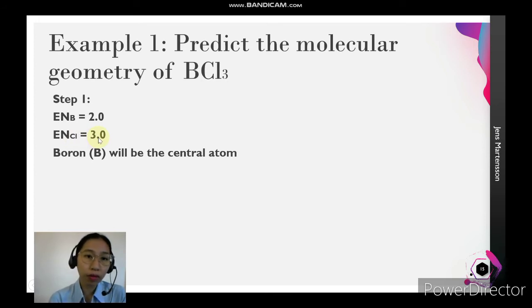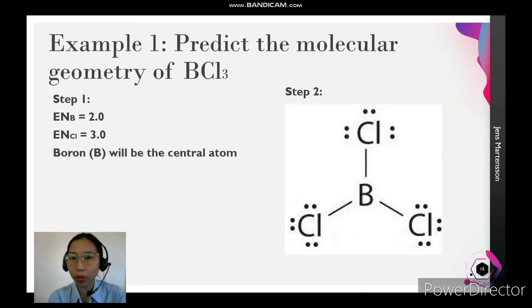What is the purpose of looking for the EN values? We are going to look for the EN values because we are going to compare which of the 2 atoms is more electronegative and which one is least electronegative. So in this case, for B and Cl, we compare, 2.0 is of course lower than 3.0. Therefore, our boron is the central atom because of the rule that the central atom should be the least electronegative atom. Step 2 is we're going to draw the Lewis dot structure.